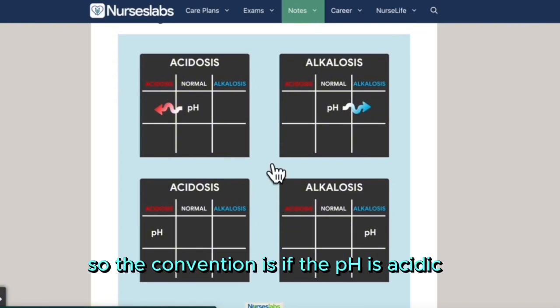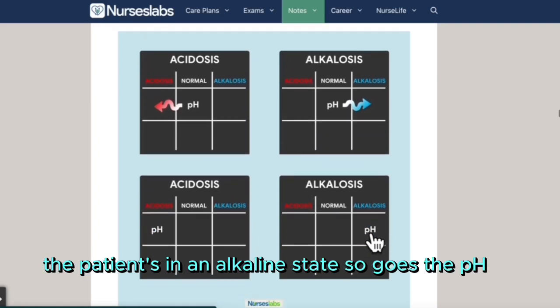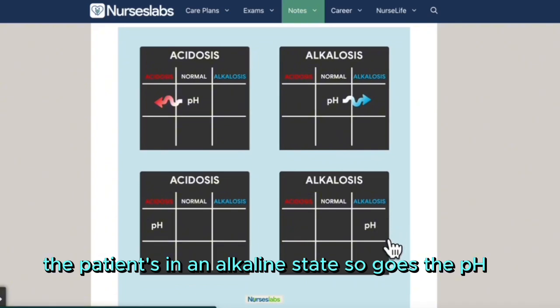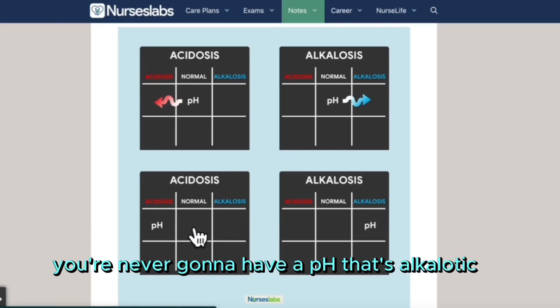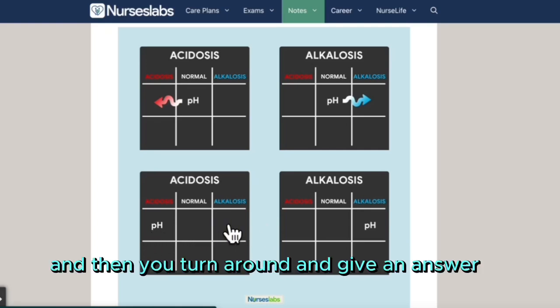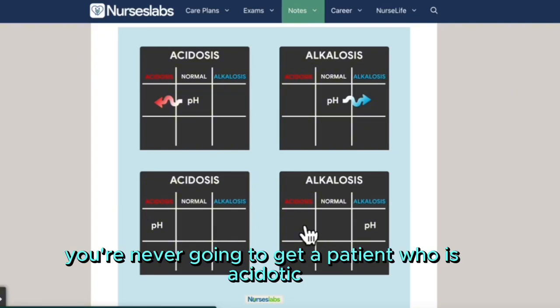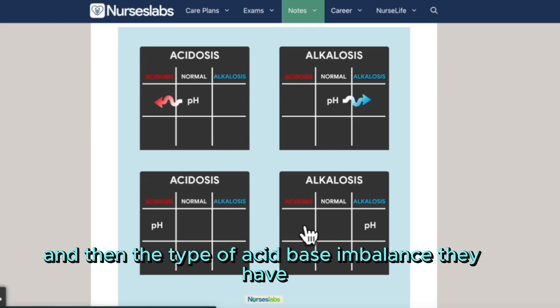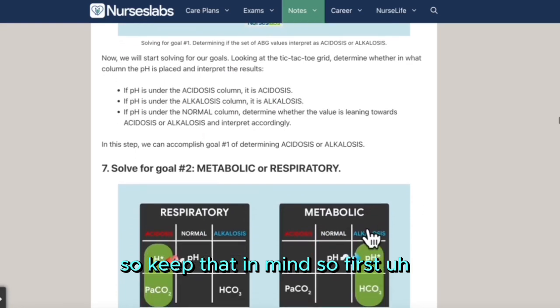The convention is if the pH is acidotic, the patient's in an acidotic state. If the pH is alkalotic, the patient's in an alkalotic state. So goes the pH, so goes the patient. That's an easy one. You're never going to have a pH that's alkalotic and then give an answer that ends in acidosis, and vice versa. You're never going to get a patient who is acidotic and then the type of acid-base imbalance ends with alkalosis. So keep that in mind.